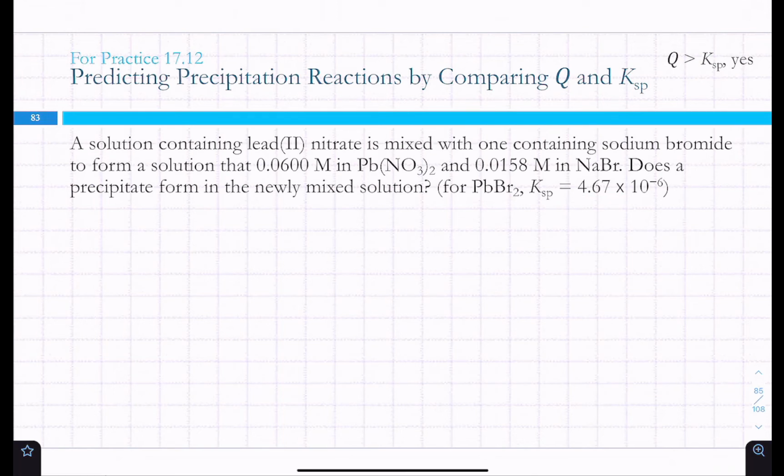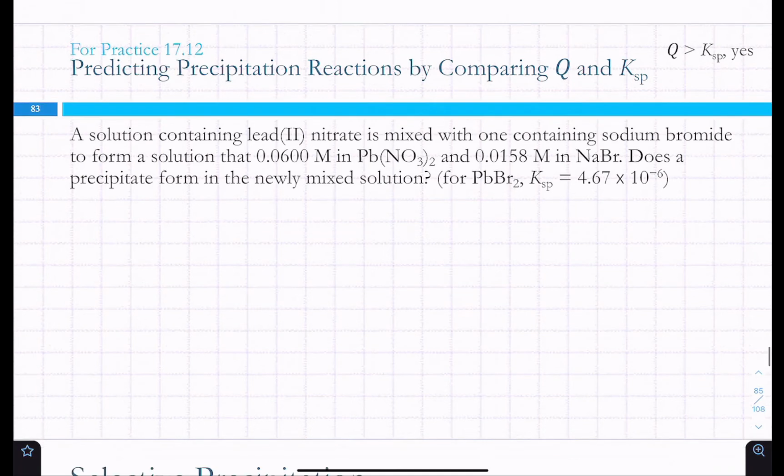So to calculate Q, our Q expression looks exactly the same as K. So this is going to be the concentration of lead 2 plus, times the concentration of Br minus squared. The Br minus is squared because there's 2 of them in lead bromide, and so if we dissolve it, then it'll be Pb2 plus and 2 Br minus.